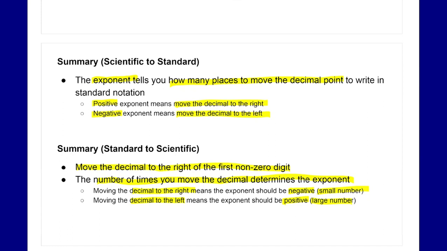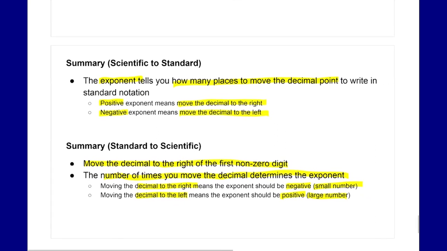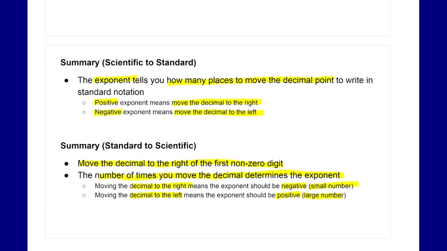In standard to scientific, moving the decimal to the right means we're making a negative exponent, or it should be a negative, because we're making a small number larger. If we're moving the decimal to the left, the exponent should be positive because we're making a large number smaller. So it's kind of a reverse thinking. It's just an application of some of our exponents. So again, the main thing is just understanding some of the rules for negative exponents, zero exponents, and how to do scientific notation.